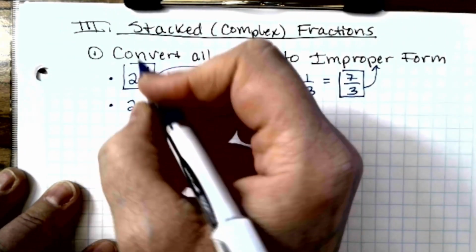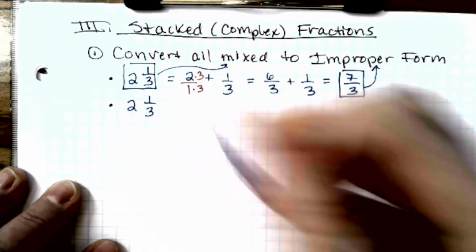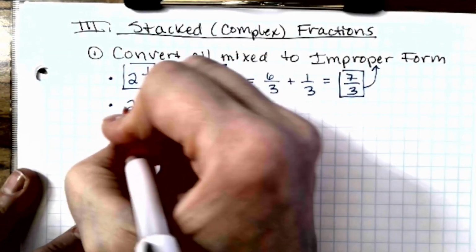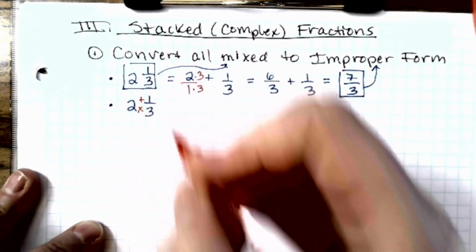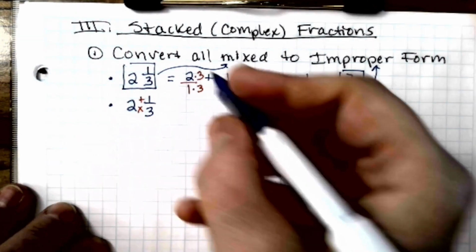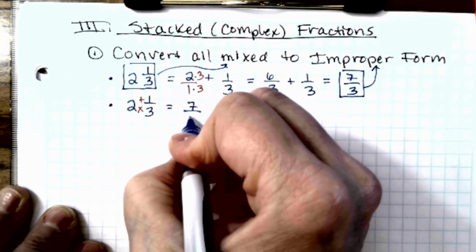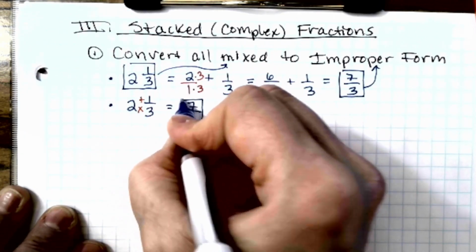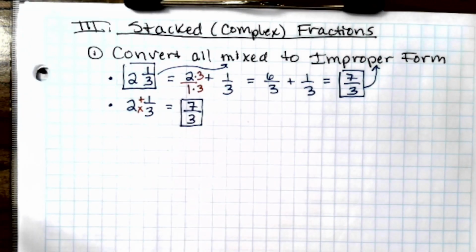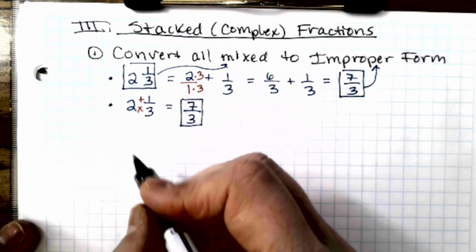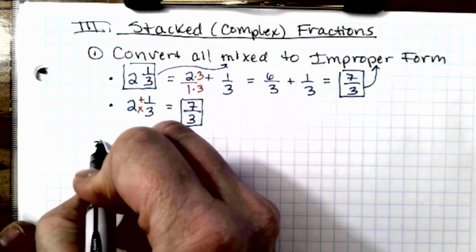The shortcut method, if you can remember it, is you take the bottom number times the front number plus 1. So 3 times 2 is 6, plus 1 is 7, and then it goes over the original denominator. Obviously, the shortcut is shorter, but you have to remember it correctly to make it work. So be judicious in which method you choose to use.